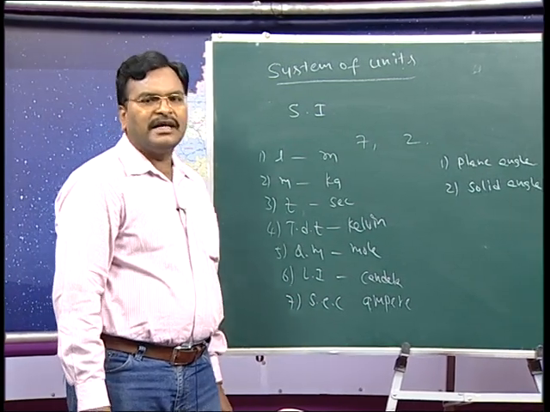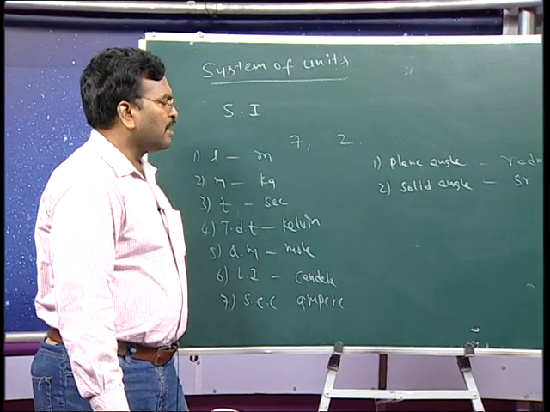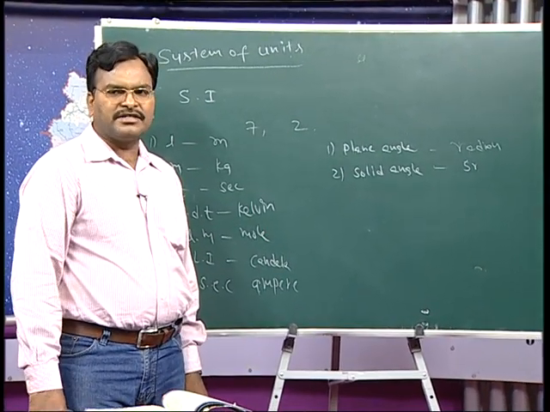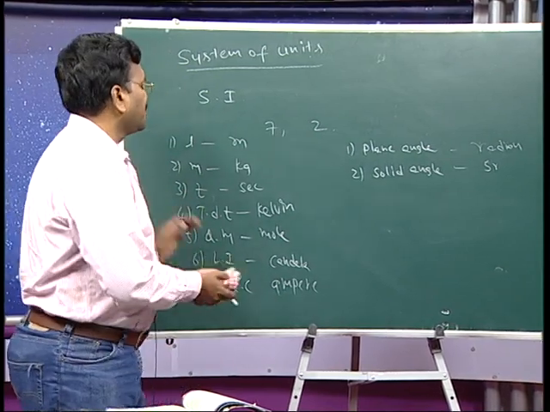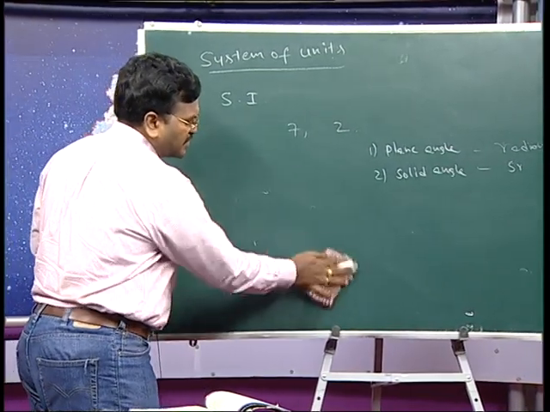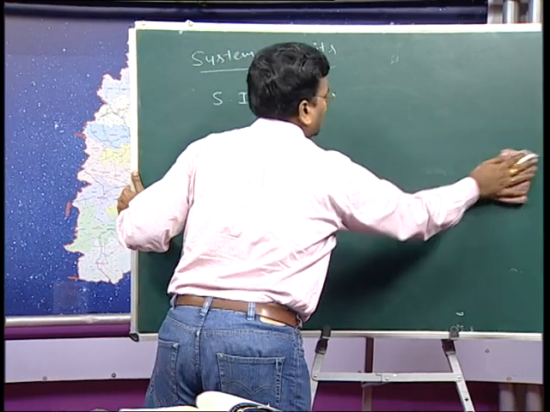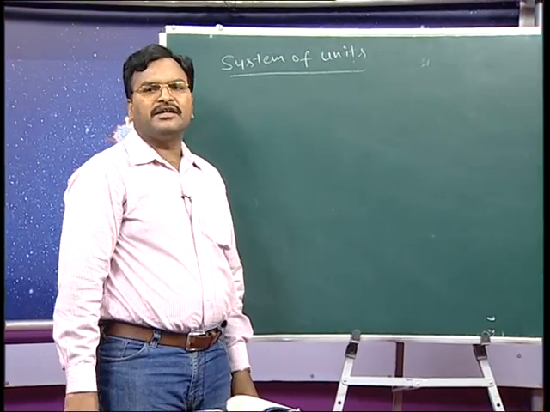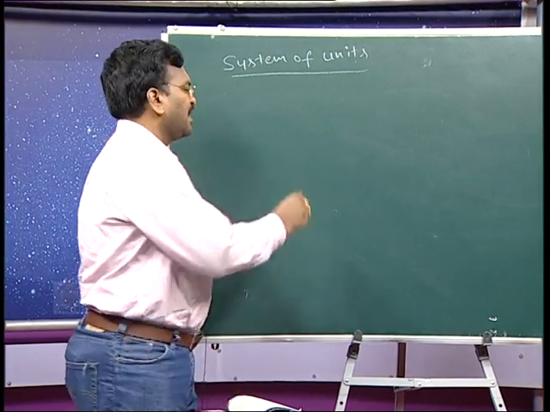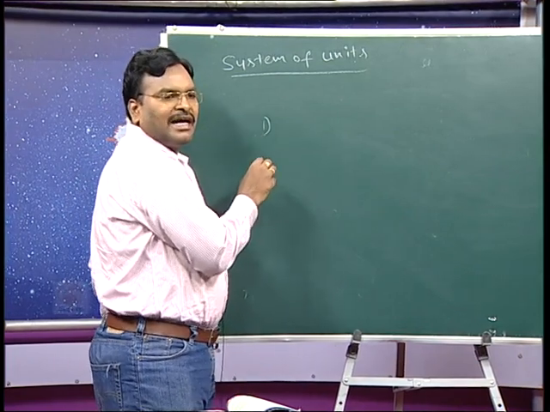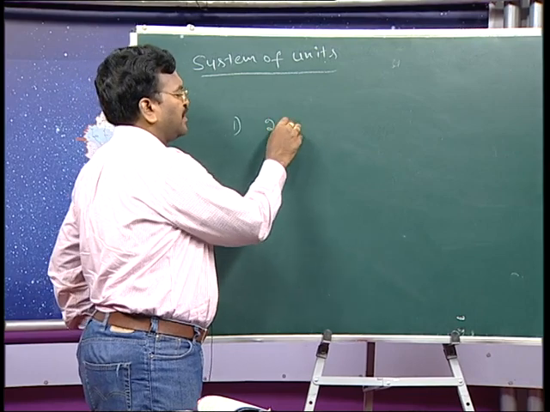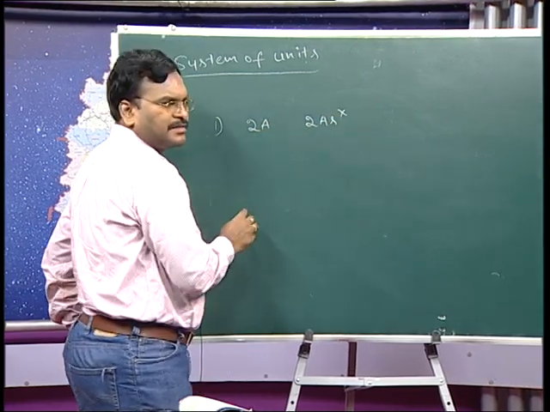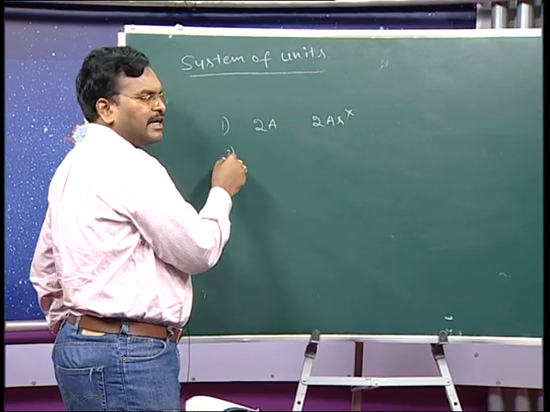Next, we have rules and regulations in the SI system. Once you read the rules and regulations also. What are the rules and regulations in the SI system? Symbols for units do not take plural form. Suppose the current flowing through the wire is 2 A, but not 2 As.